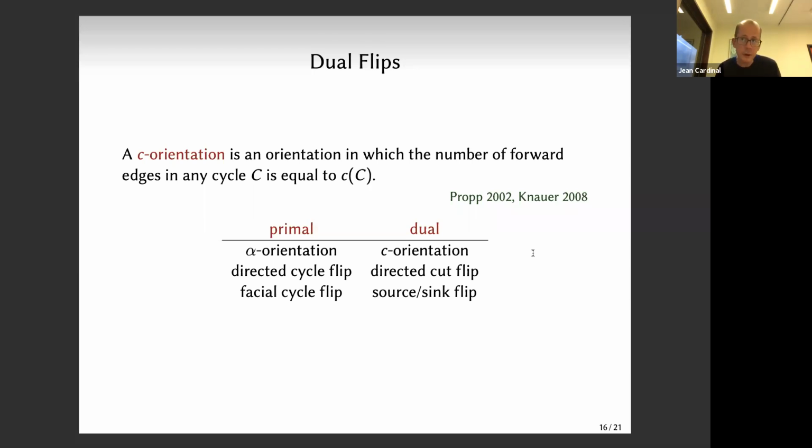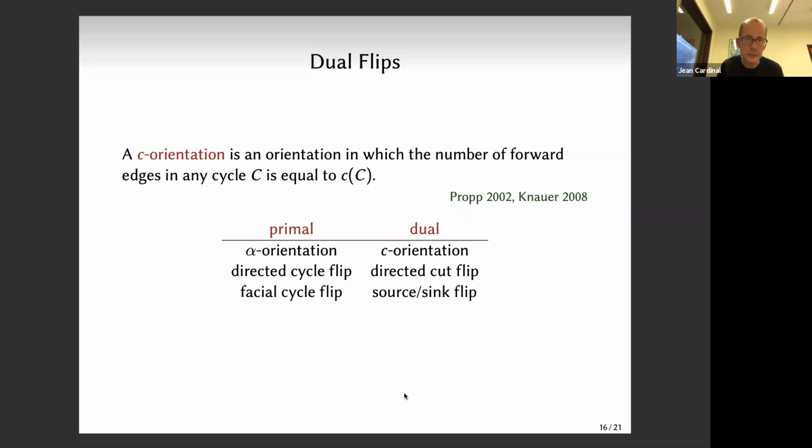And when in planar graphs you flip a cycle that forms a face of the planar graph, remember the dashed edges in the flip graph? They were corresponding to flipping faces of the planar graph. Well, that amounts to, in the dual planar graph, transforming a source into a sink, right? A vertex in which all edges are outgoing, now you make them all incoming. This is a special case of a cut where you just cut one vertex out, okay?